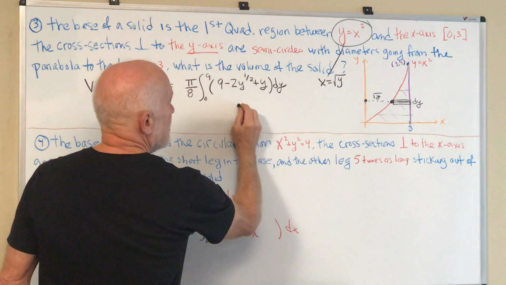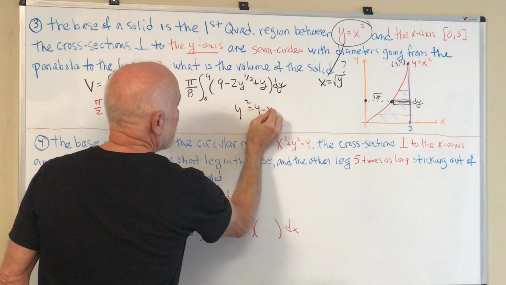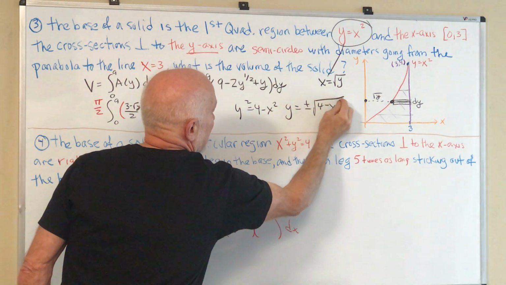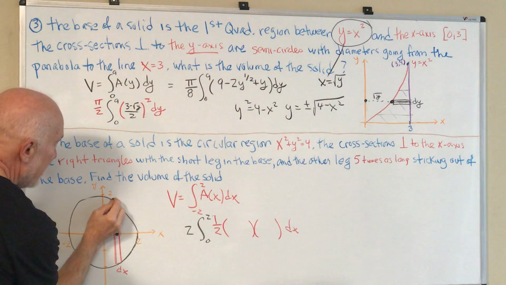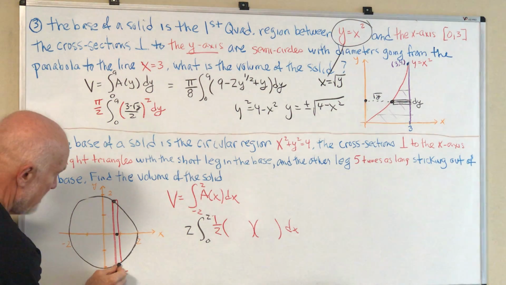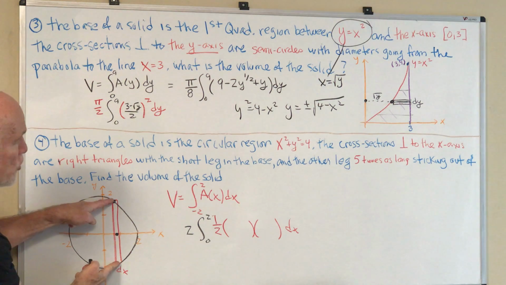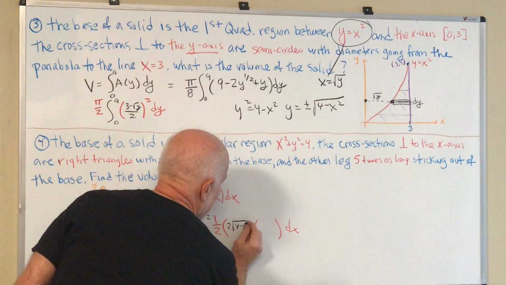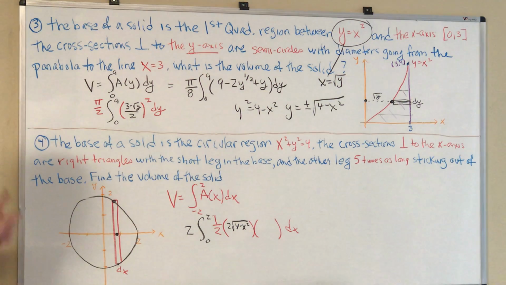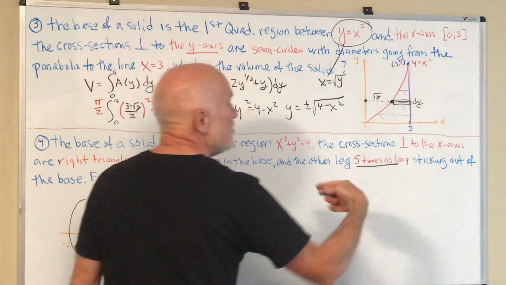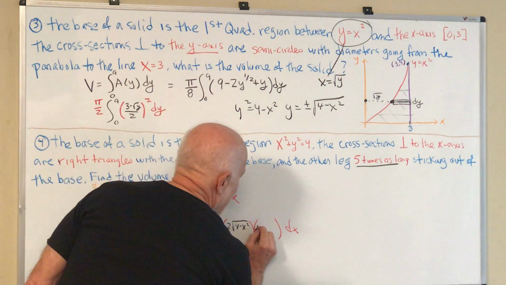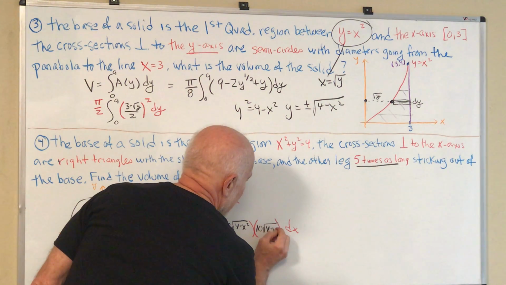you get y squared equals 4 minus x squared, or y equals plus or minus the square root of 4 minus x squared. So this is plus the square root of 4 minus x squared, and this is minus. So the whole distance is going to be 2 times the square root of 4 minus x squared. Now, how about the other leg in this right triangle? They say it's 5 times as long as the shorter one. So all I have to do is make it 5 times as big as this one, which makes it 10 times the square root of 4 minus x squared.